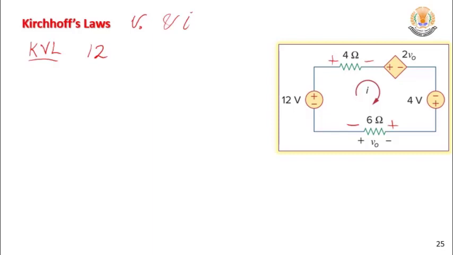Negative positive. Here positive negative. So here minus, opposite, 4I. Positive negative, so minus 2V naught. Do you agree? And after that, negative positive, plus 4. And this one, 6I. Do you agree? 6I, and 6I is positive.